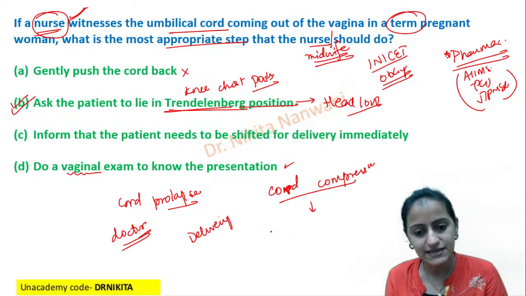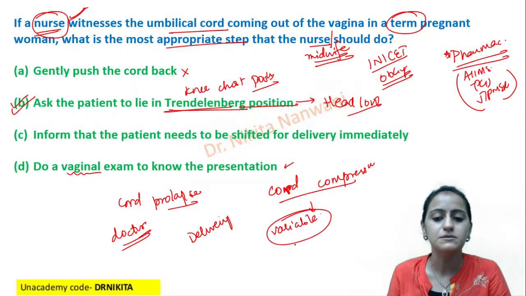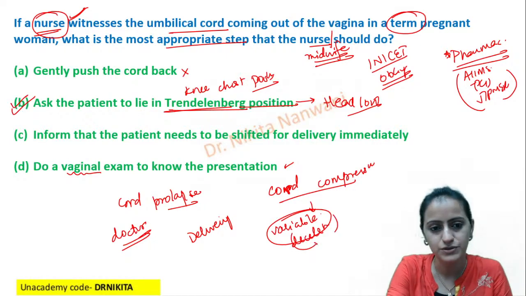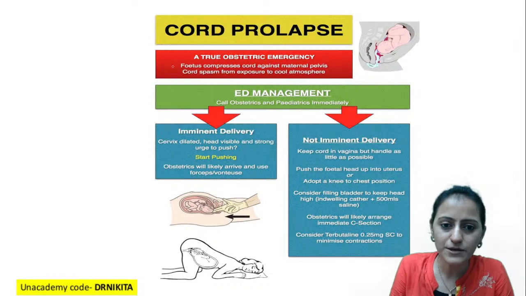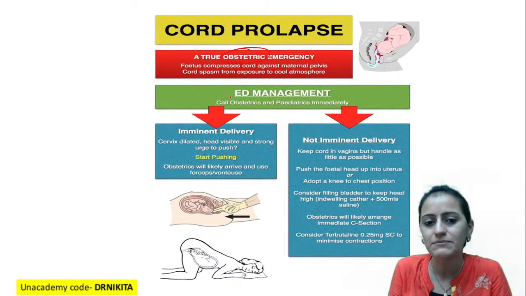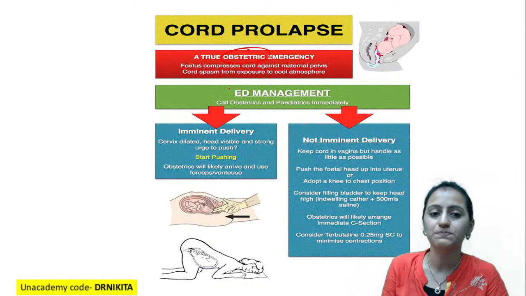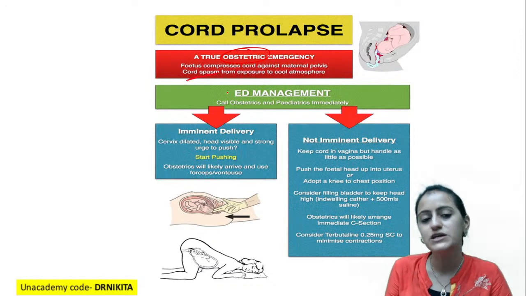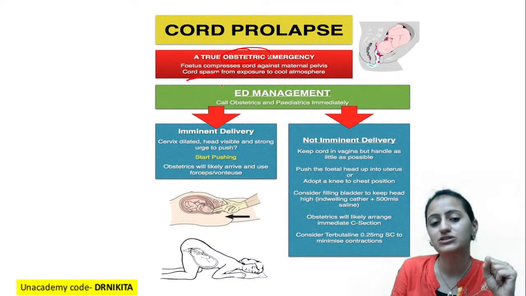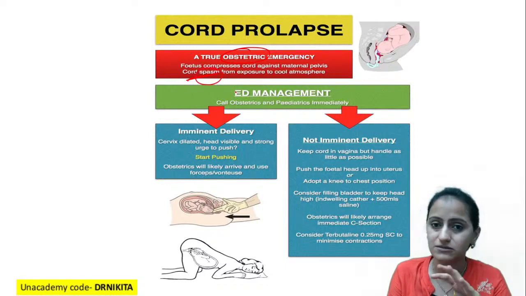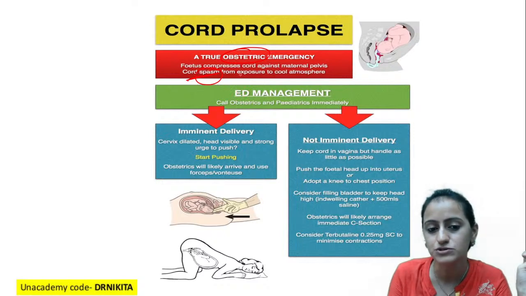Okay, so in that case, yes, it is variable deceleration. Remember that's your variable pattern of deceleration that we see in cord compression. Okay, that is what we see. So cord prolapse, it's a true obstetric emergency. So fetus compresses cord against the maternal pelvis, and it can also be cord spasm. So what complications can occur? There can be cord compression or there can be cord spasm. So basically decreased blood supply to the fetus.